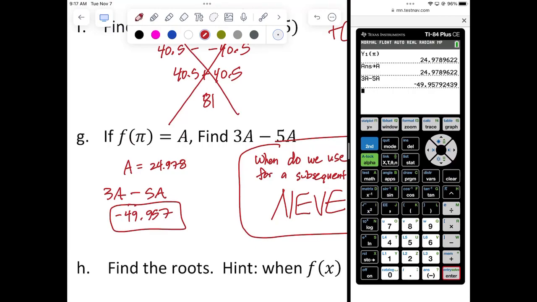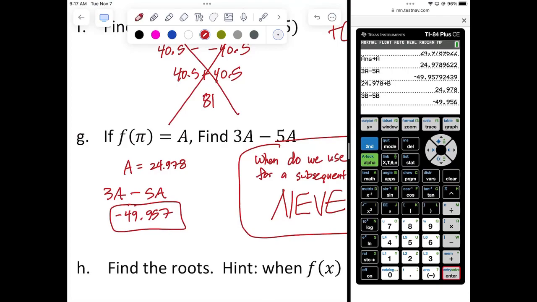Now, just for kicks and grins, let's see if we would get the same answer. If I have 24.978, which is my rounded answer, let's store that as alpha b. So we're storing the rounded answer in b and the live answer with all the decimals in a. If I do then 3 alpha b minus 5 alpha b, do I get the same answer that I got when I used the live version? I don't, do I? I got negative 49.957 when I used the actual stored values. But when I used my approximated answer, I got negative 49.956.